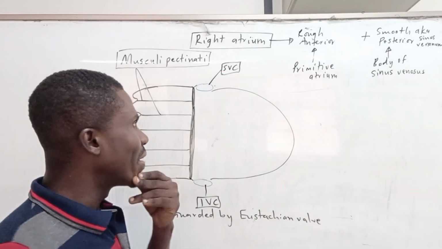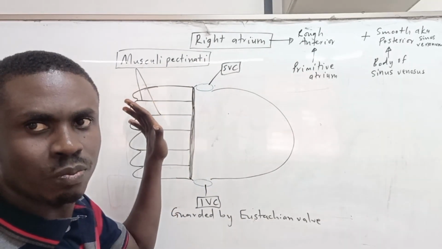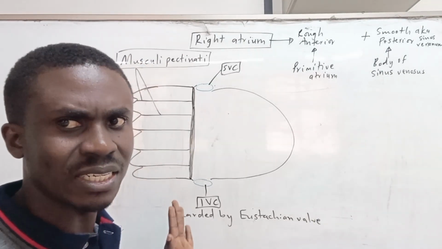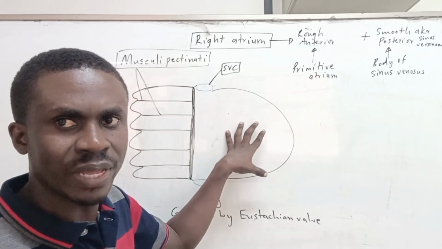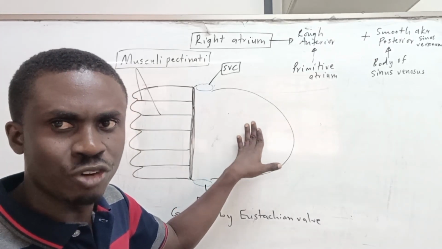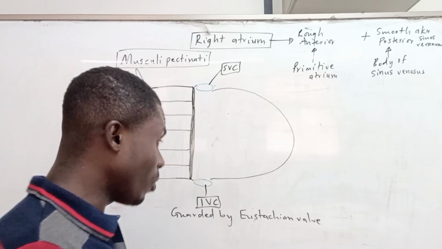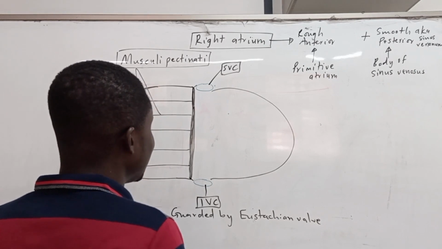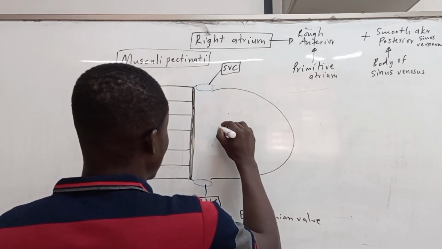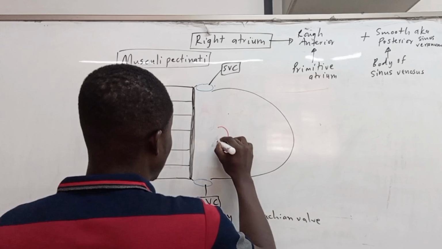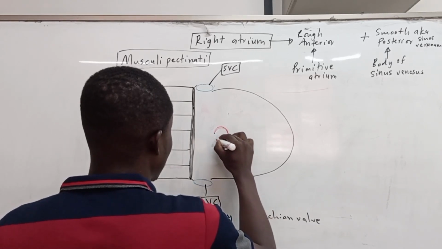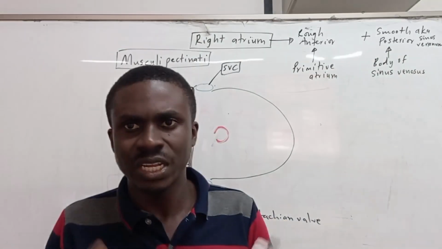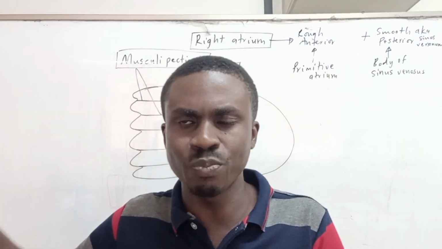Now, in the rough anterior wall, it's as simple as that. The muscular pectinate, there's no problem with that. But in the case of the smooth posterior wall, there are a lot of features over there. Now, one of them is that we've seen that these vessels will be opening in there. The other thing is that there will also be something which initially in fetal life, there was a connection between the right atrium and of course the left atrium.